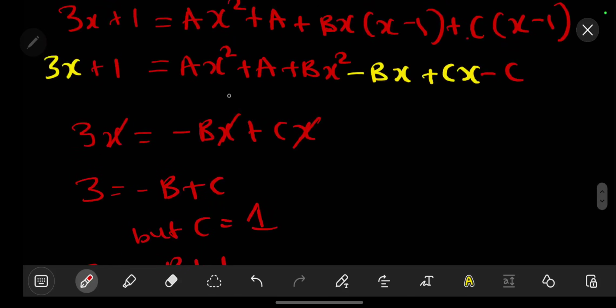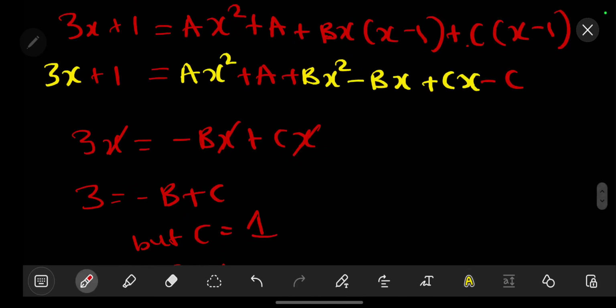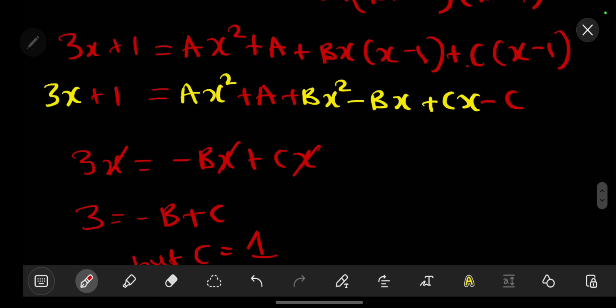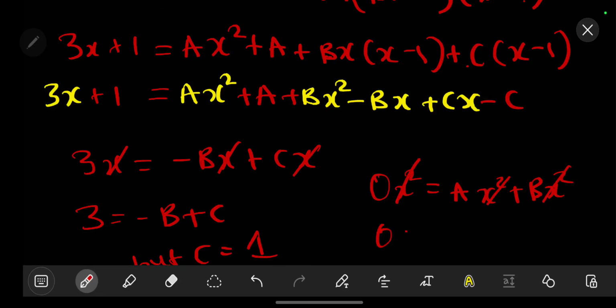So if you want, you can just compare the bx squared and your ax squared, as long as b is there. Since here there is no term with x squared, you are going to say 0, since x squared is there but it's just 0, should be equal to ax squared plus bx squared. So cancelling the x squared, we remain with 0 should be equal to a plus b.